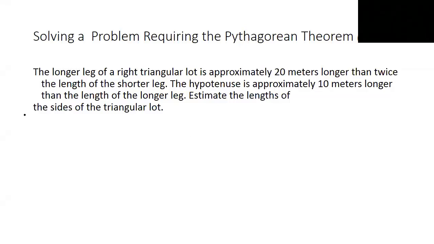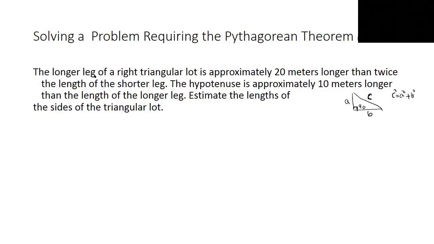This is another application problem that involves the Pythagorean theorem. It's given to us that the longer leg of a right triangle... Remember, when you have a right triangle, the side opposite the 90 degrees is the hypotenuse. That's the longest side, and the other sides would be like a and b. And there's a relationship here. Remember, c squared is equal to a squared plus b squared. That's the Pythagorean theorem. They're giving us some relationship between these sides.